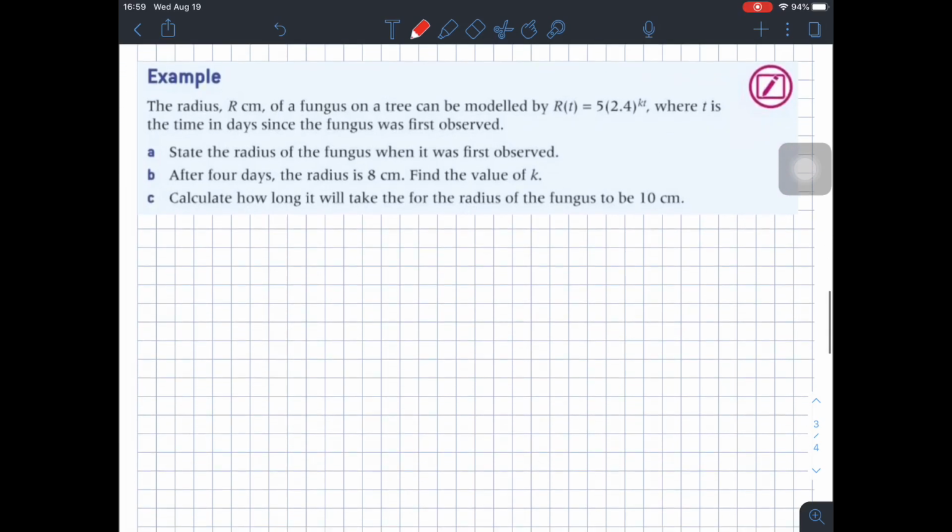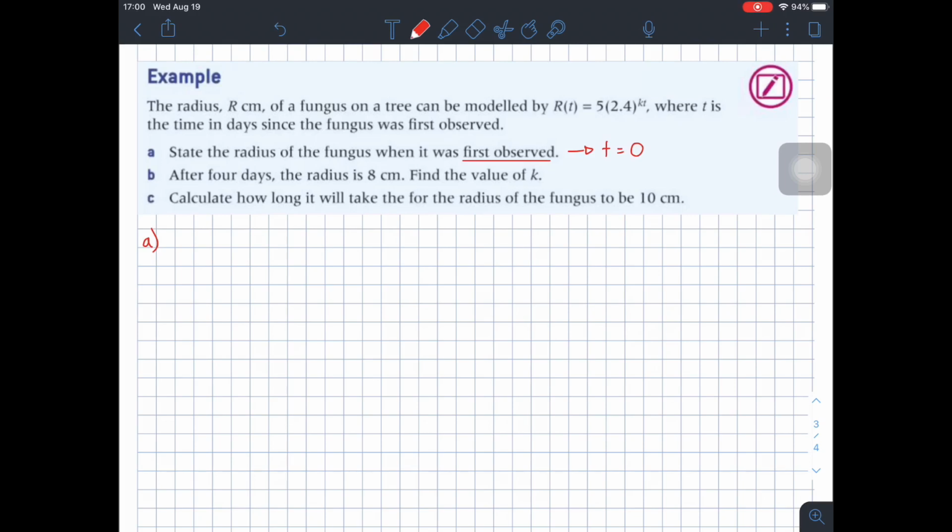Now let's do one last example, which is a real life application of logarithms, okay? It says the radius r centimeters of a fungus on a tree can be modeled, and this is the equation of how the radius of the fungus varies. If you imagine a fungus, you know that its radius increases through time, right? So where t is the time in days since the fungus was first observed. So part A. State the radius of the fungus when it was first observed. When it was first observed, first observed means time is equal to 0, right?